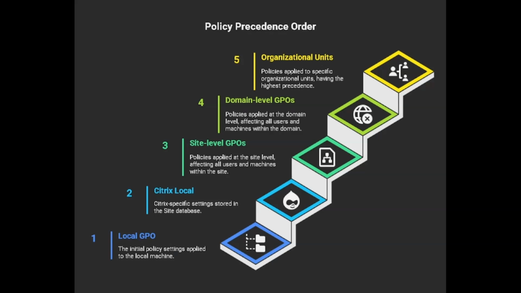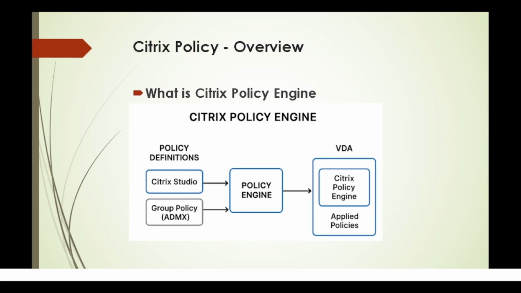So now we understand the policy apply order and precedence order. Now let's try to understand how it works. We can apply policy in two different ways, using Studio and Group Policy Management. To apply policy through Citrix Studio, we need administrative rights on the Citrix level, and the policy which we create through Citrix Studio is stored on the Citrix database.